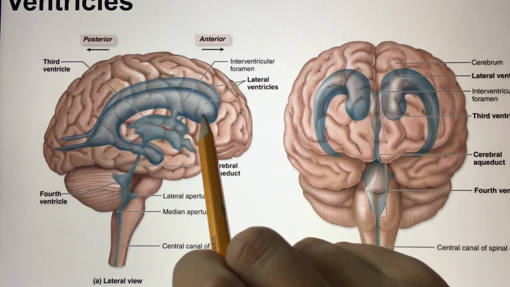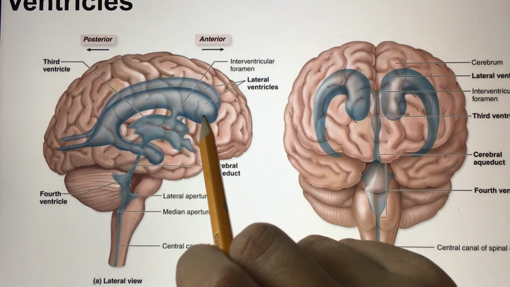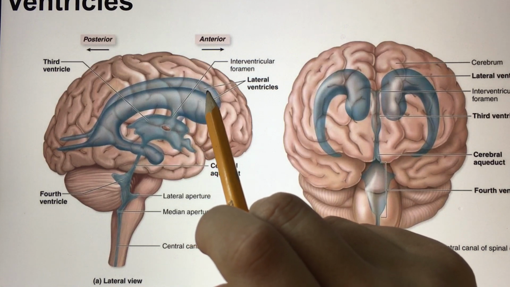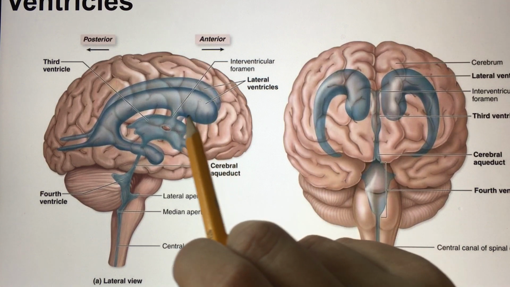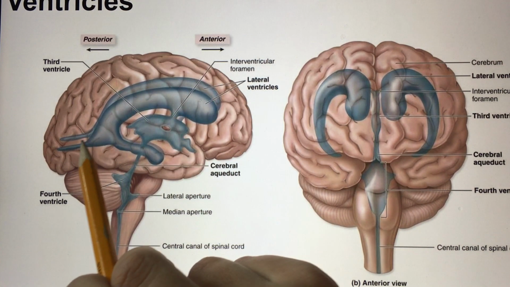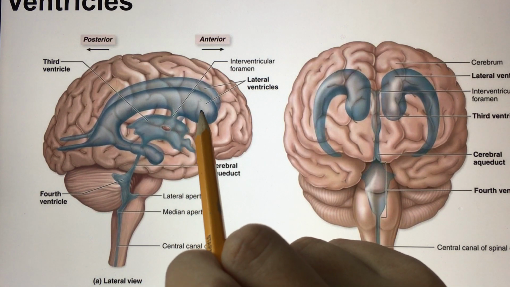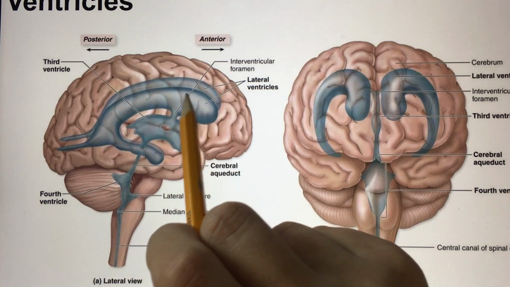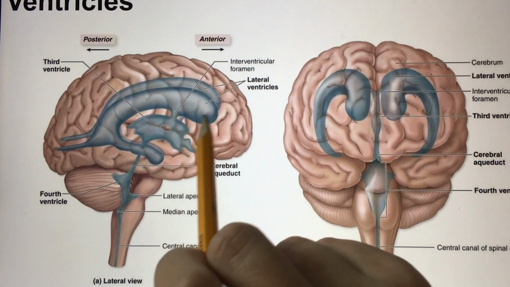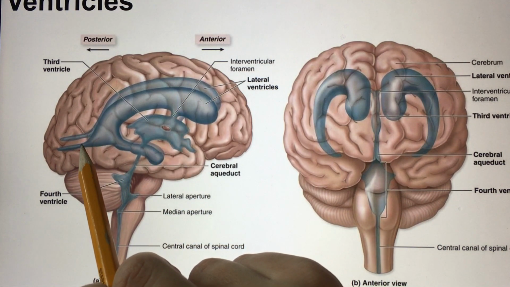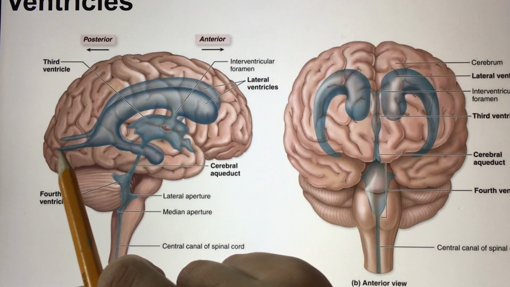One is located in the right cerebral hemisphere. It's called the right lateral ventricle, and the other one is located in the left cerebral hemisphere. It's called the left lateral ventricle. So this is a ventricle. It's shaped kind of like a comma. So it's got a bigger portion in the front, in the anterior, and it becomes a little bit more tapered and curved towards the back with a little tail.